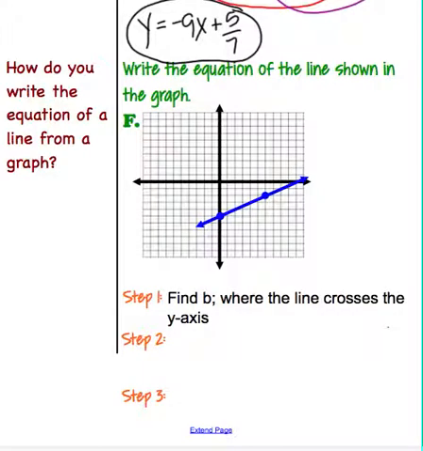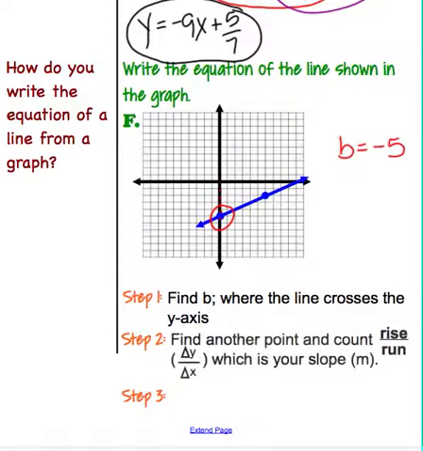In our case here, that is right here, and if I count, that's 1, 2, 3, 4, 5 down, so that's 5 down, so b is going to be equal to -5. So now our second step is going to be to find another point and count that rise over run, or the change in y over change in x, which as we learned last week is your slope.